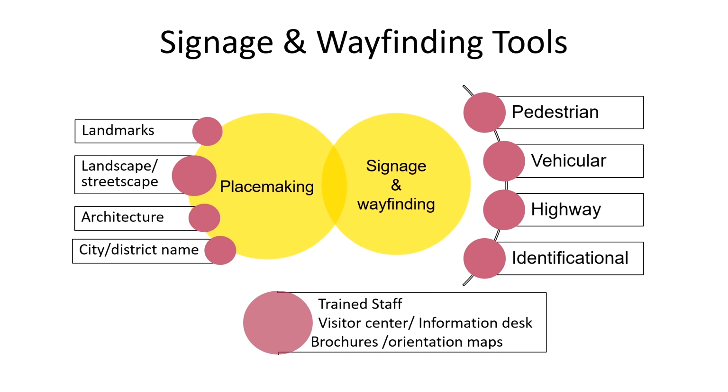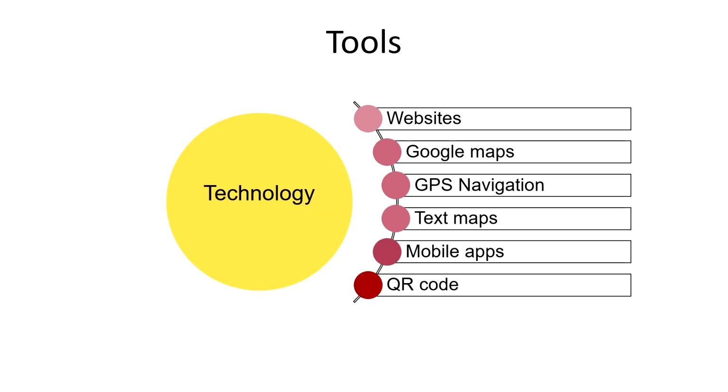In addition to physical tools like signages and placemaking features, trained staff, visitor centers, and orientation maps also play a vital role in assisting travelers, and in the absence of proper signages, shopkeepers or even porters often step in to provide directions and guidance. As we explore the world, let's remember how wayfinding signages shape our urban experience, leaving lasting impressions of the city. Now, let's go into the technology part of it.